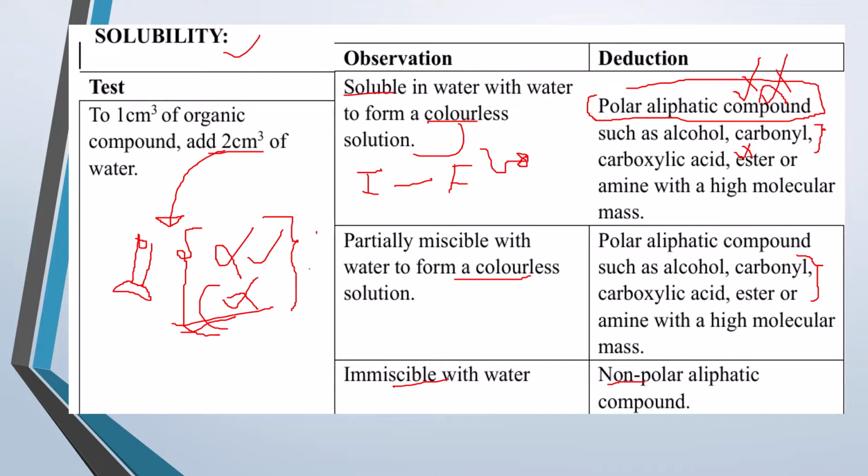So anything that is immiscible in water, we are going to name it as a nonpolar aliphatic compound. We are calling them aliphatic because they are liquid in nature. When you go to solids, we shall call them aromatic. I hope you understand that deduction.